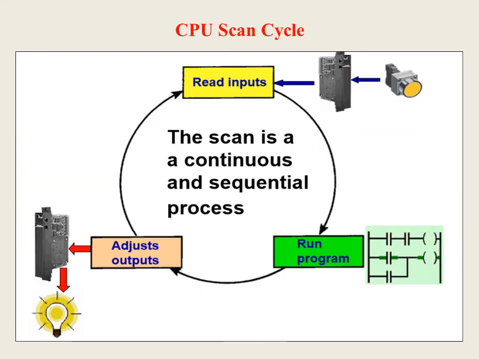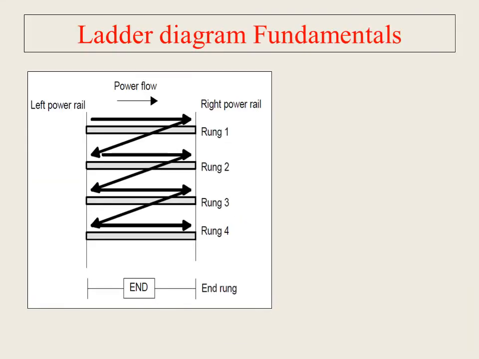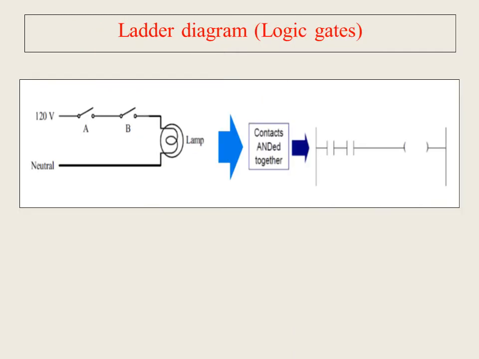Here we are talking about running the program with a contact, a normally open kind of contact, and the output may be a coil. We can call it an AND gate, so we require two inputs.